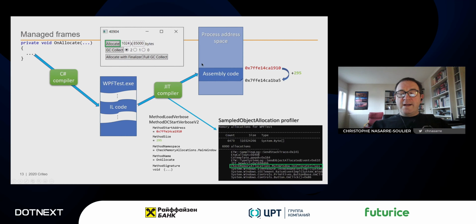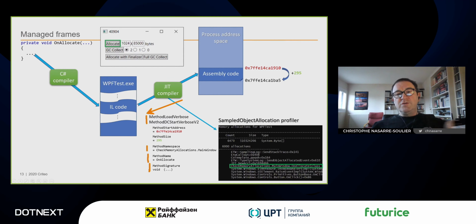And when the just-in-time compiler is doing that, it will send some events. These two events, the method load verbose and the method DC start verbose v2 events, are sent. And what you will get is the name of the method. You will get the name of the type and its namespace, plus the signature. So that's nice. You get one side of the problem. You get the name of the function.